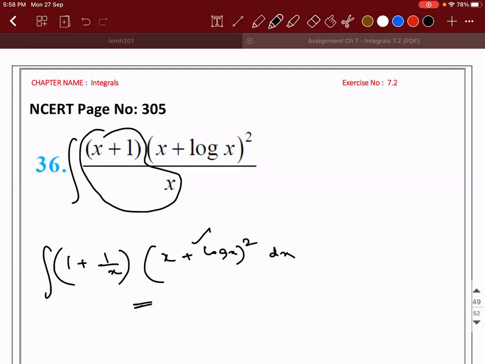So what is the answer? x plus log x the whole cube divided by 3 plus c. So x plus log x the whole cube by 3 is the answer, sir. Yes. Okay. So that is how you solve these problems.